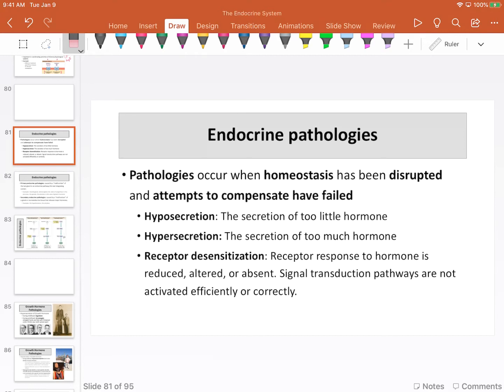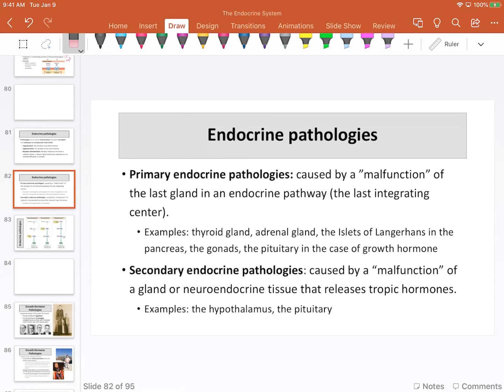Now, roughly speaking, we've got hyposecretion, hypersecretion, receptor desensitization, cell signaling malfunction, but we can actually divide these types of malfunctions into what we call primary disorders and secondary disorders.